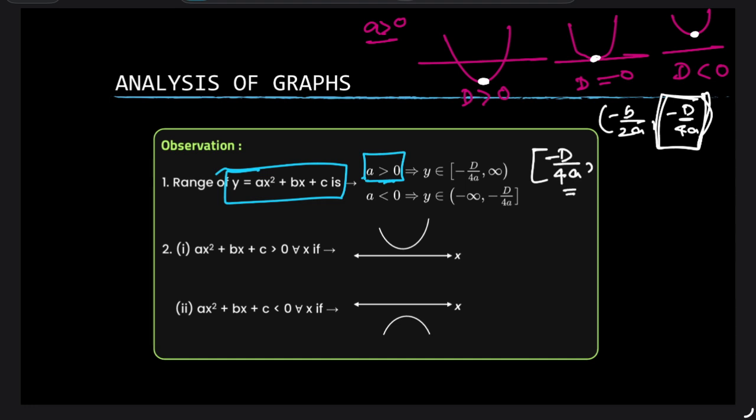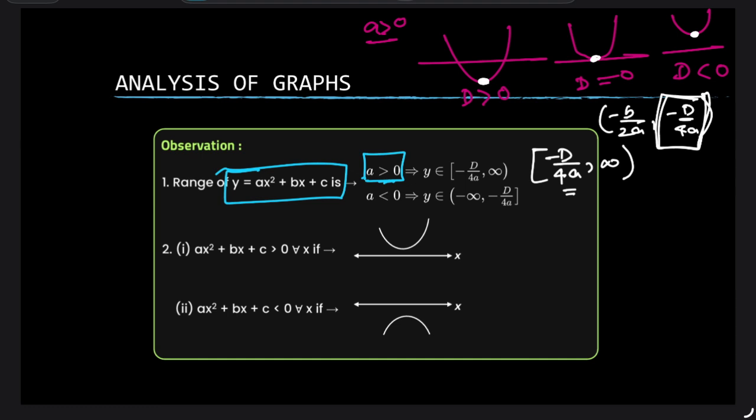Now for the maximum, just check out, this is the minimum, and then it's going up, the second also going up, and the last one also going up. So what about the maximum? Not defined. So we'll say the range will be -D/4a to infinity.